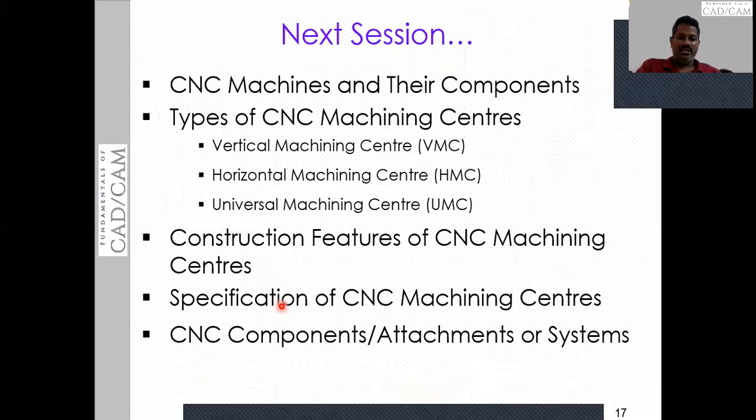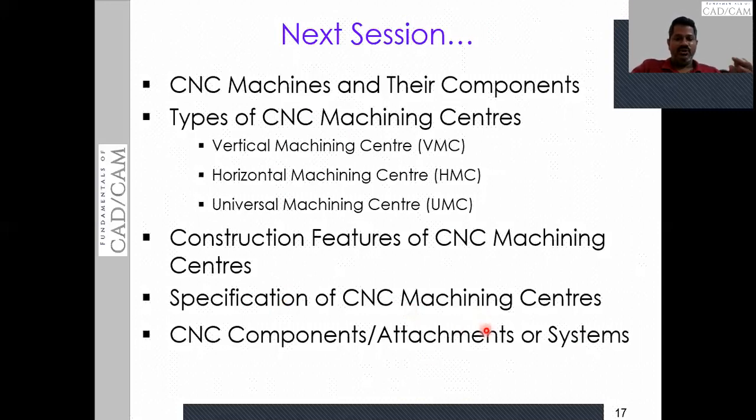Finally, we will see the CNC components and attachments. The CNC machine has a number of attachments, like a device to store tools at some location, that is called the tool magazine. The magazine is a device where all the tools are located, from which the NC machine tool is going to access the tool. To access the tool, we have one more device, that is called the automatic tool changer, ATC. You can call it an ATC.